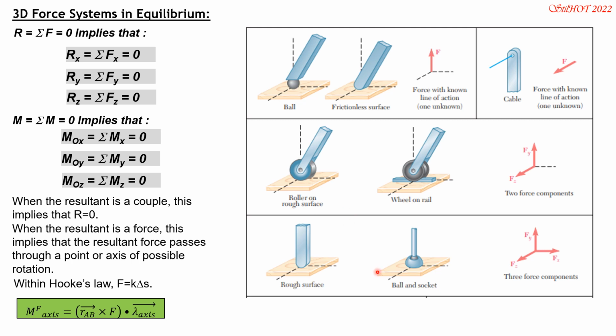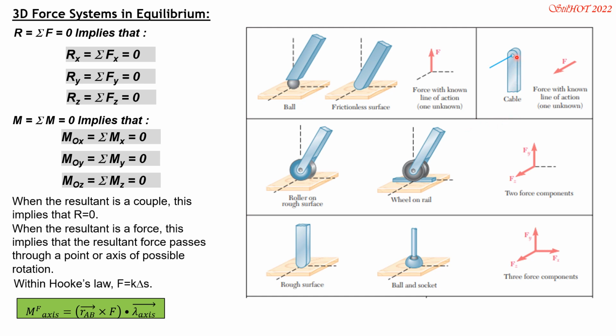This clip comes from the book by Beer and Johnson, and we will have also by Meriam and Craig later. So we have a ball on the smooth surface. It is a frictionless surface, or another body in contact with a frictionless surface. There is only one unknown, and it is perpendicular to the surface. If the surface is horizontal, then the unknown reaction force is perpendicular to that, and it should be vertical.